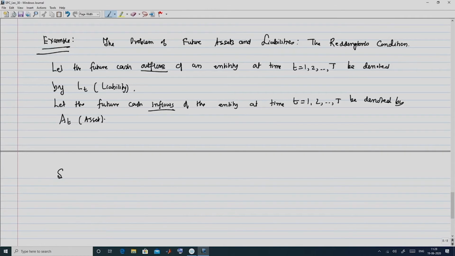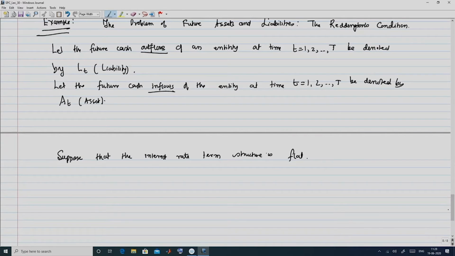All right. Now, as has been the case so far, we also assume in this case that the interest rate term structure is flat. So, that means the interest rate for all maturities is identical. Then the present values of future liabilities and assets are given by the following.